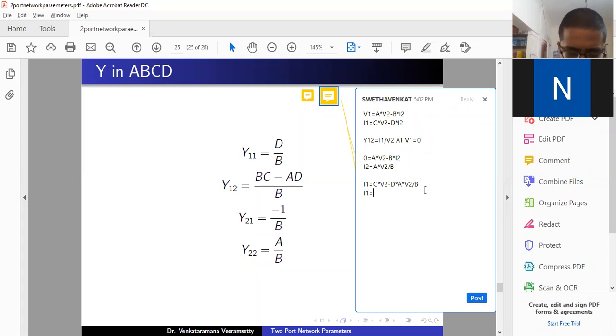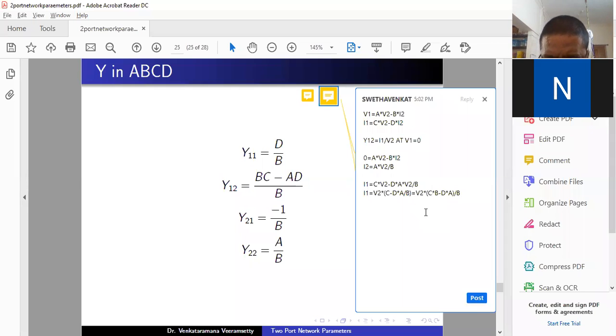Now from this equation, take V2 common. If you take V2 common, we have C minus D multiplied by A divided by B. And again take the LCM. Then we have V2 multiplied by C multiplied by B minus D multiplied by A, divided by B.